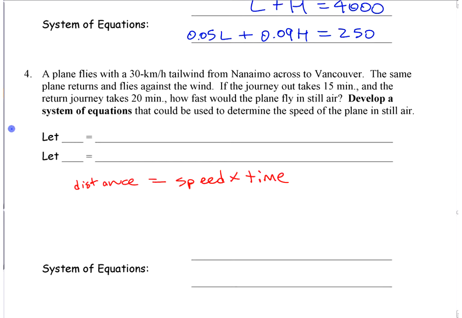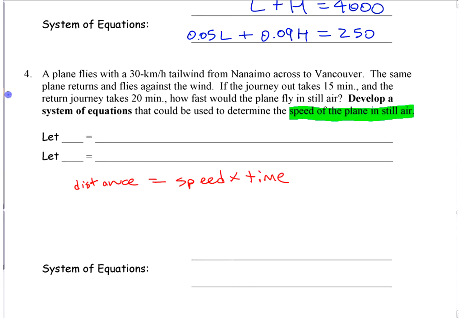Let's see here, yeah. Determine the speed of the plane in still air. So this one doesn't actually name two different unknowns, but there is something else that's unknown here. This one doesn't ask you for the other unknown, but there is another thing that's unknown. We don't know the speed, but we know two different times. That's what we're going to use to write two different equations.